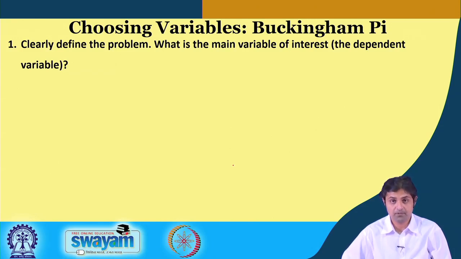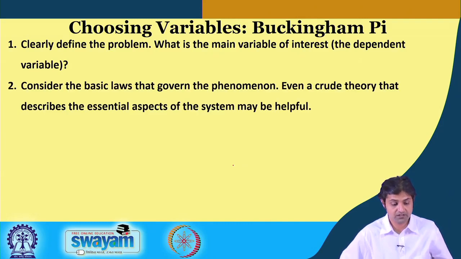In the example that we have solved, the time period was the dependent variable, and in the pipe flow problem that we have done before, the pressure drop per unit length was the main variable of interest. Now, consider the basic laws that govern the phenomenon. Even a crude theory that describes essential aspects of the system may be helpful in cases like these.